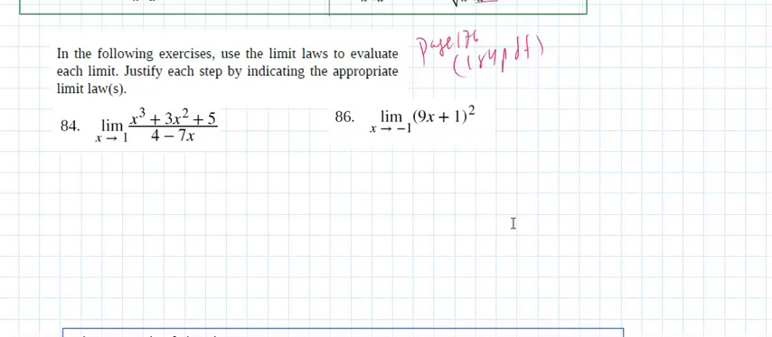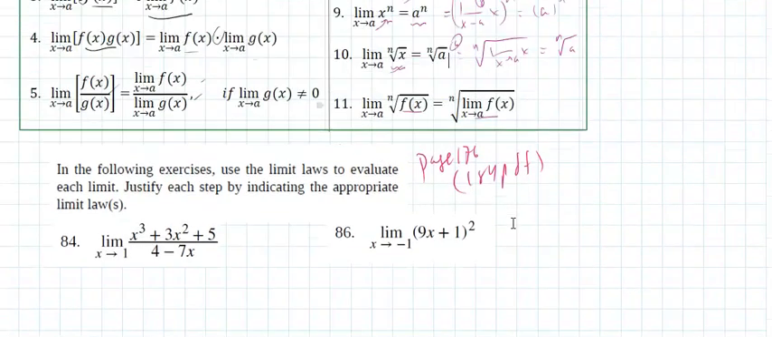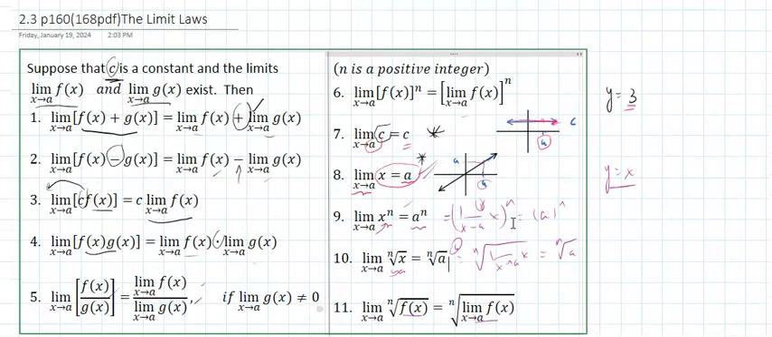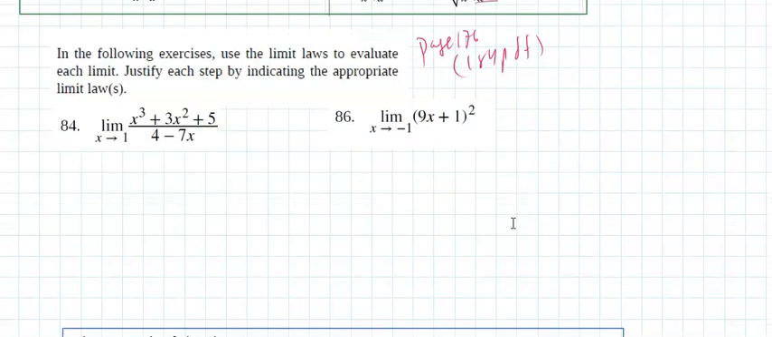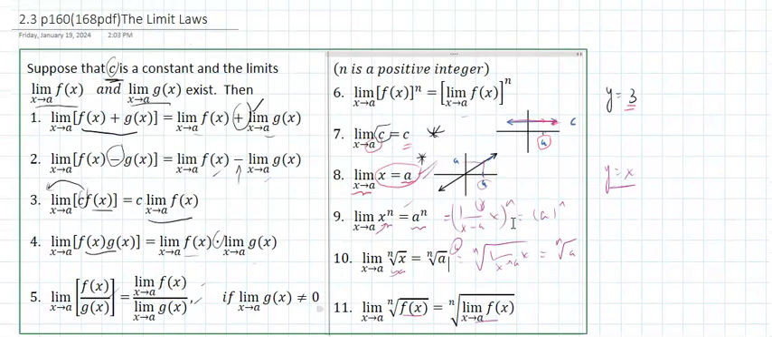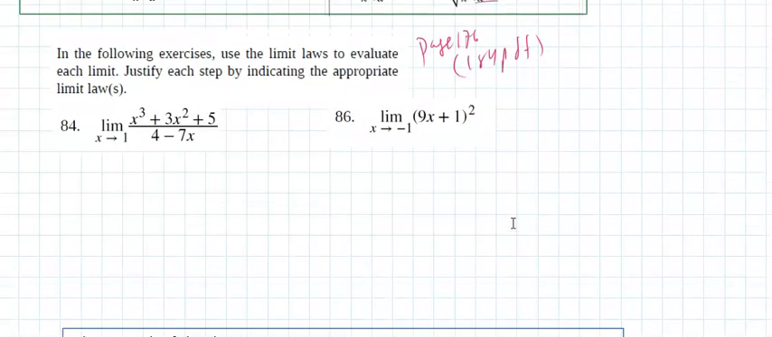The couple of problems here, this is on page 176 in the book, 184 if you're using the PDF. In the following exercises, use the limit law to evaluate the limit. Justify each step by indicating the appropriate limit law. You just have to mention the number. Again, this is not on a test. I'm not going to give you this table on a test, and I'm not going to ask you to really justify these steps, but for the homework, it's important that you just get the logic out of the way.